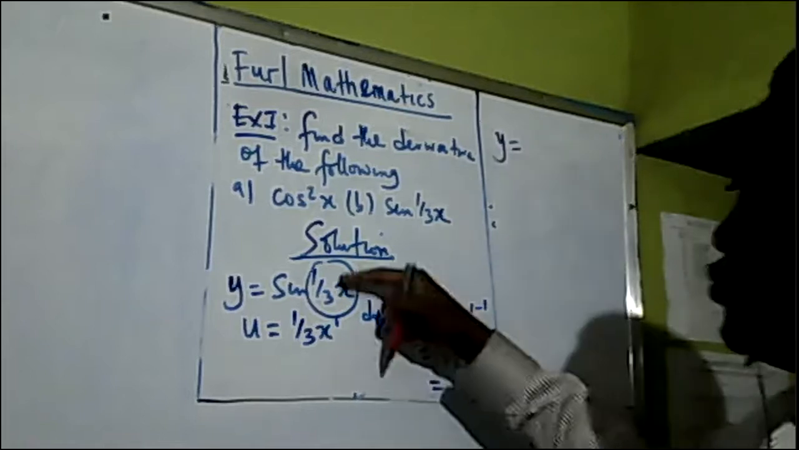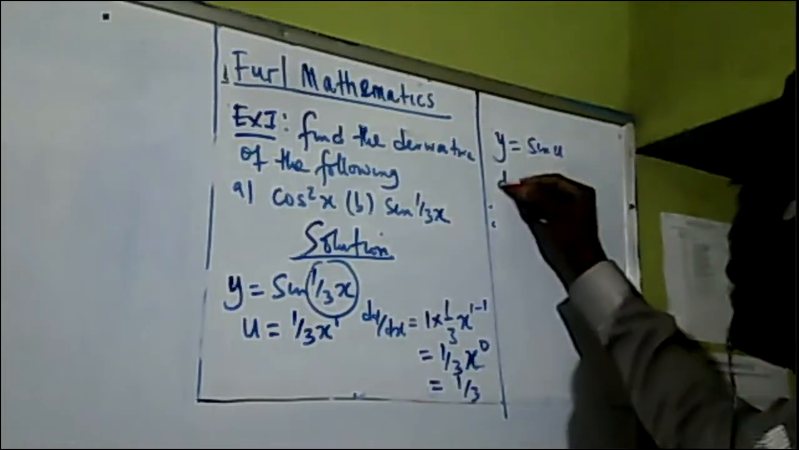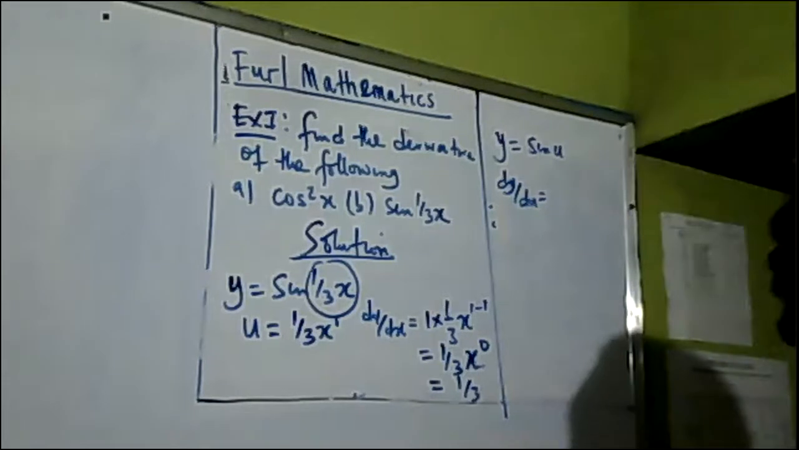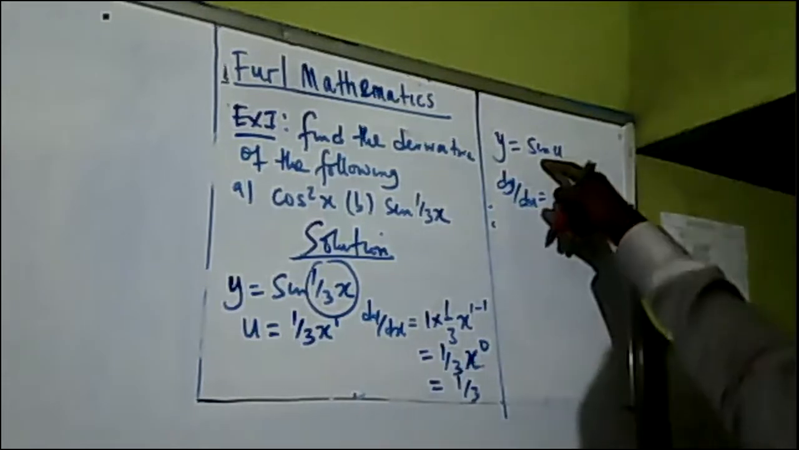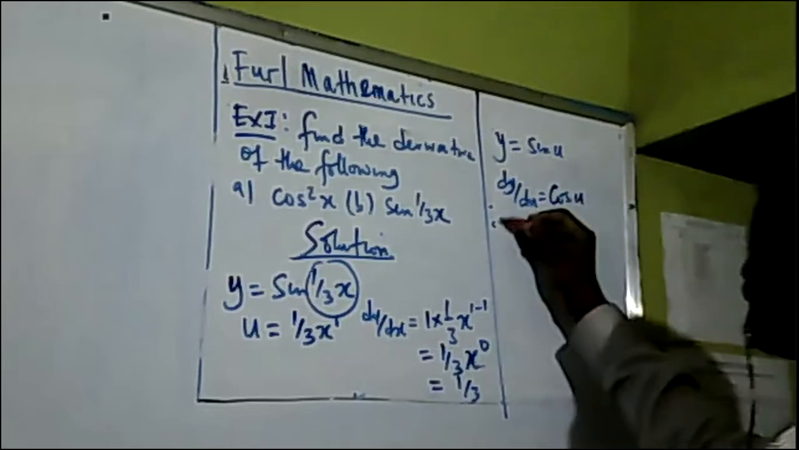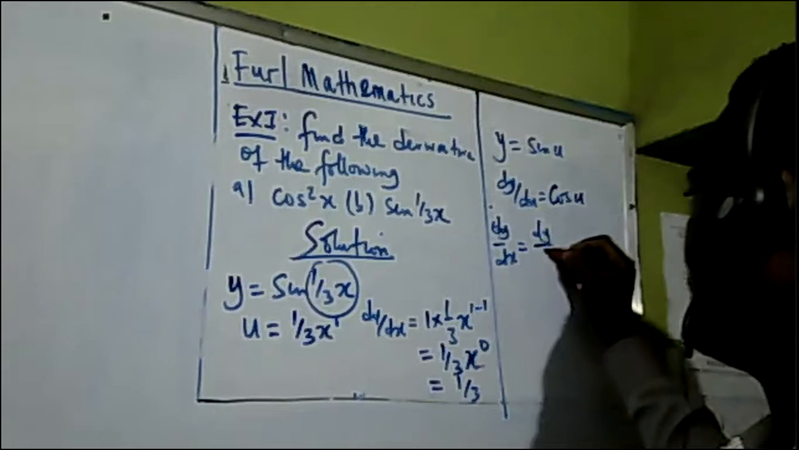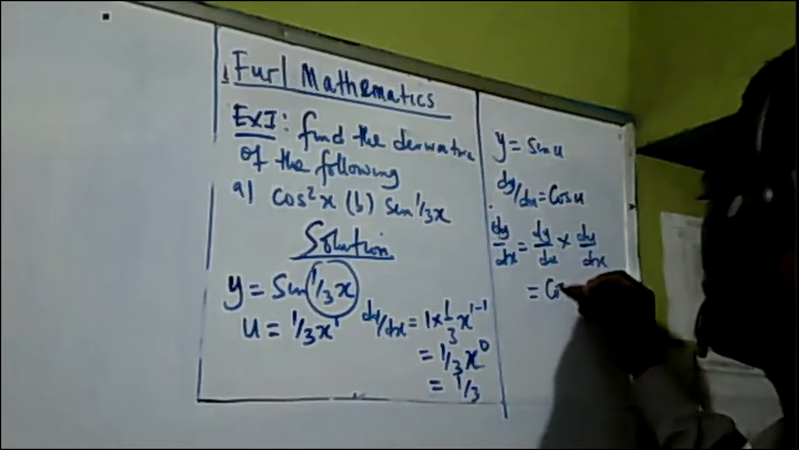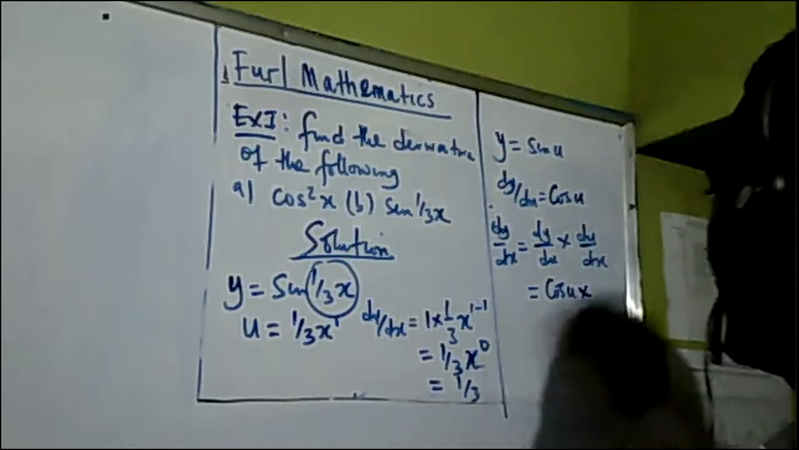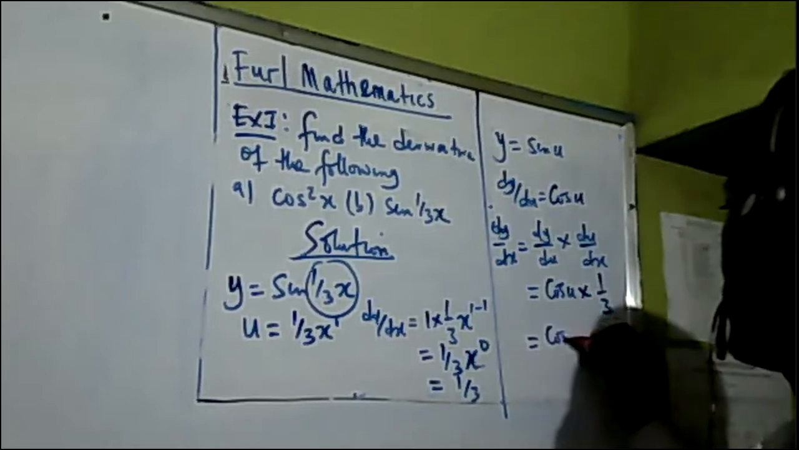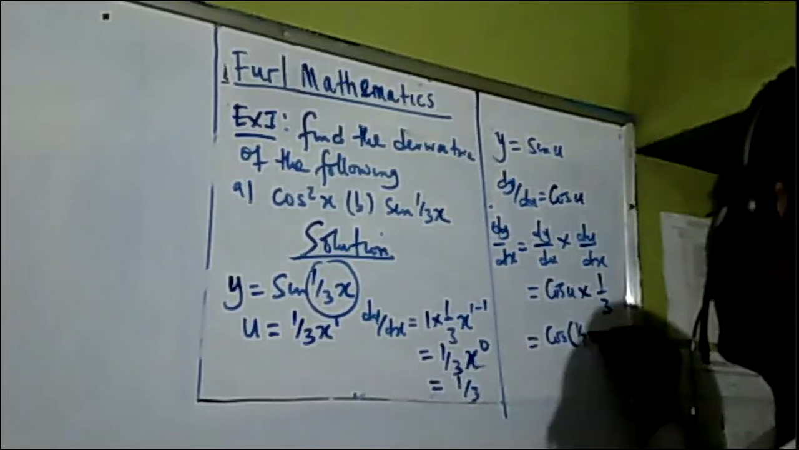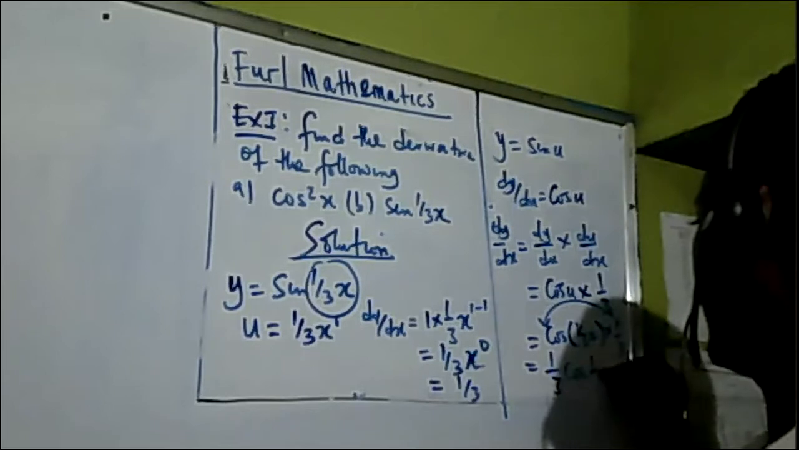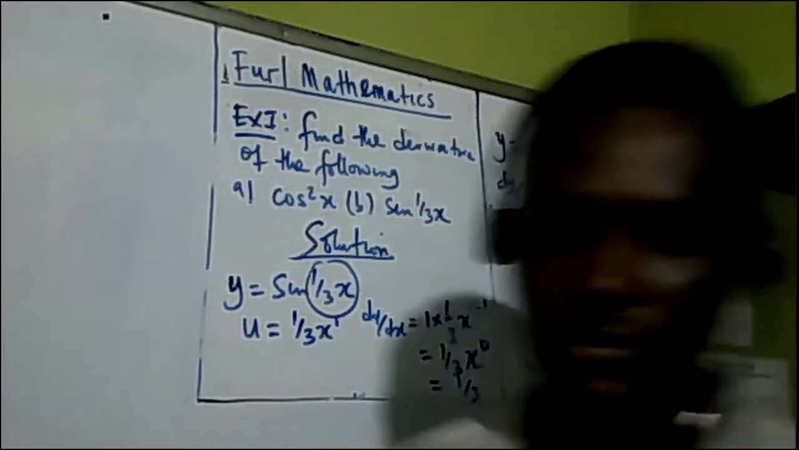So our y is equal to, you remove this, so that is sine u. So dy over du will give us, from your differentiation table, if you differentiate sine x, you get cos x. So if you differentiate sine u, that means you're going to get cos u, right? So our dy over dx will give me dy over du times du over dx. So what's my dy over du? That's cos u times du over dx, which is 1 over 3. So that's cos, what's u? Your u is 1 over 3x, times 1 over 3. But this 1 over 3 will come here. So that will be 1 over 3 cos of 1 over 3x. That is our answer.